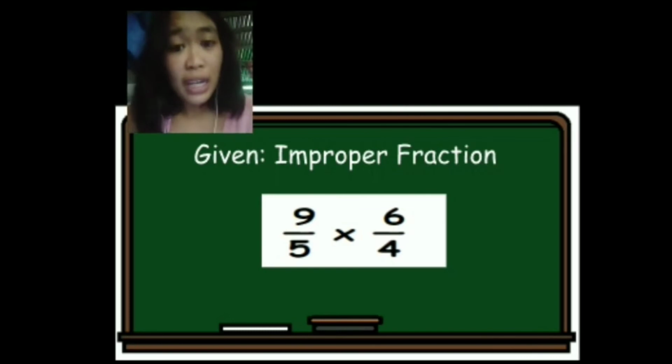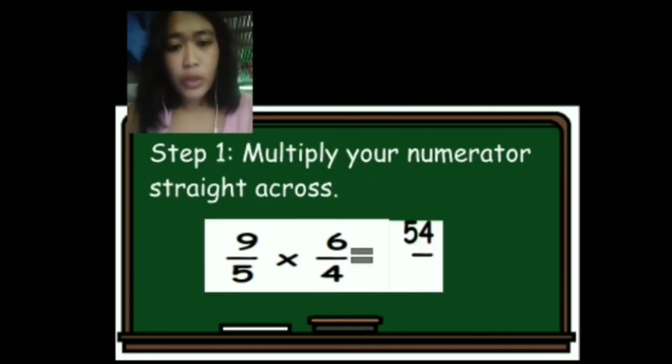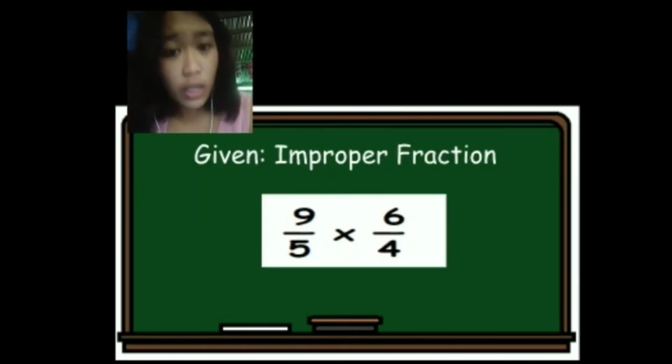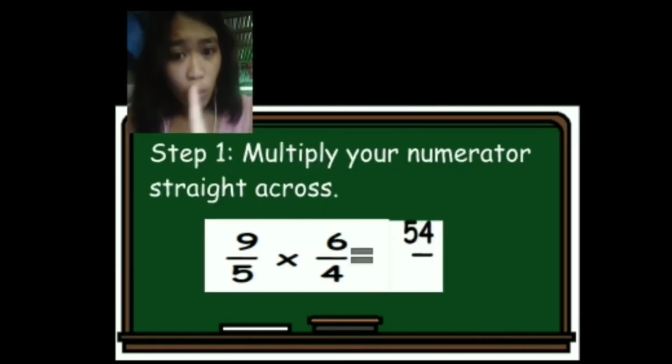So 9 over 5 times 6 over 4. How do we solve this? We need to follow the steps for getting the answer to this given problem. Step 1, of course, multiply your numerators straight across. It's just like the proper fraction process. So we multiply the numerators straight across: 9 times 6 is equal to 54.